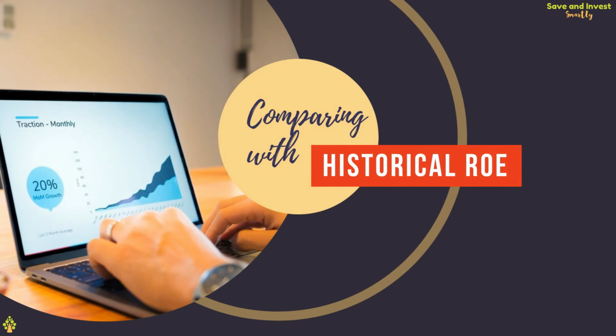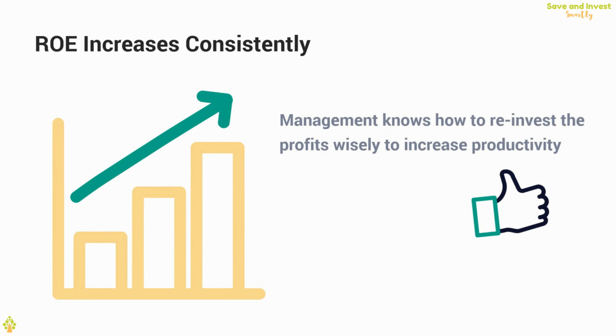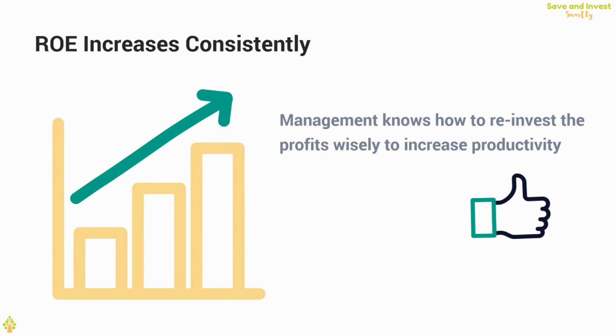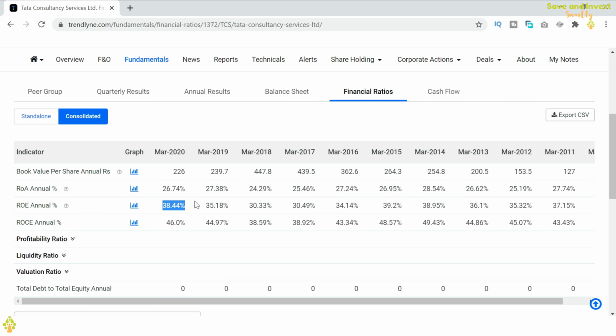Comparing the current ROE with the ROE of the past years will give a good idea about whether the company is able to sustain and grow the profits every year. If the ROE has consistently increased in the past few years, then that indicates the company's ability to sustain and grow the profits. In the case of TCS, we can compare the current ROE with the historical values of the ROE to understand if the company is able to consistently grow its profits.